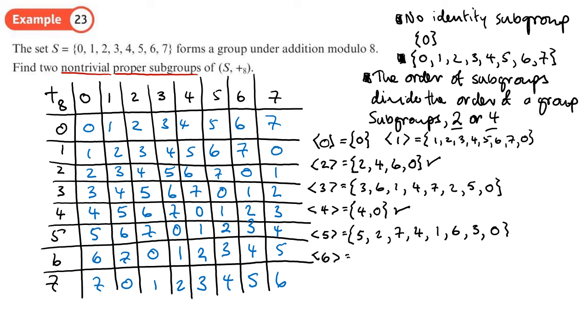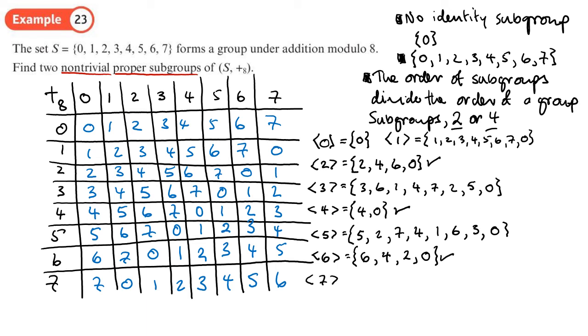6, do the same thing again. What does that generate? So 6, and then 6 plus 6 is 12, so remainder 4. And then 4 plus 6, 10, remainder 2. 2 plus 6, 8, right, the identity. So that's a subgroup of order 4.